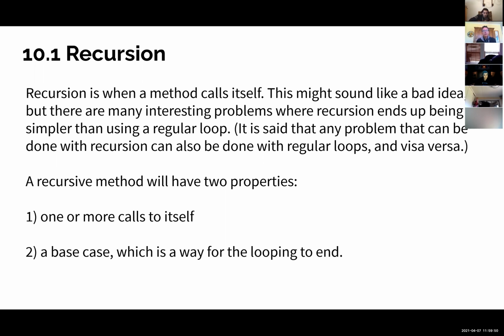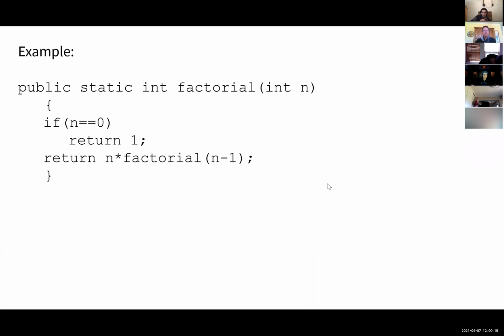So we know a method is recursive if it has two properties. One is that it has one or more calls to itself. If it doesn't have a call to itself, it's not recursive. And then it also will have what we call a base case, and that's an if statement, a conditional statement that gets you out of the looping. Otherwise, the looping goes forever, right? And that would be an infinite loop, which would not be good. So here is an example.